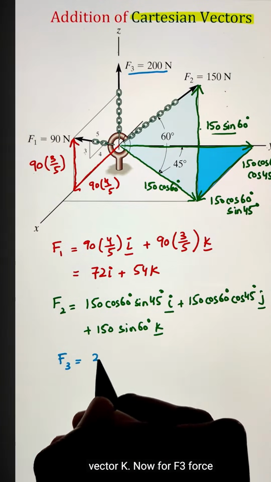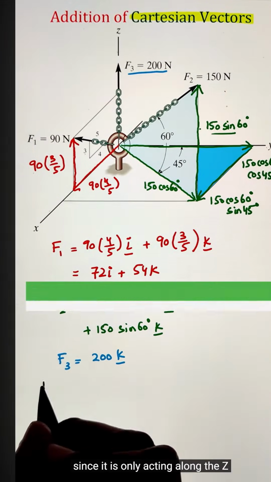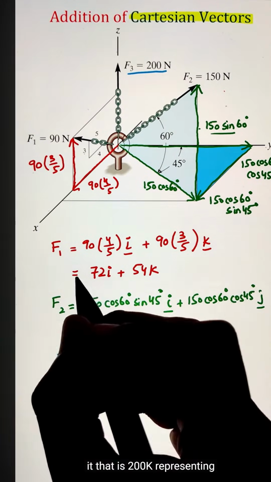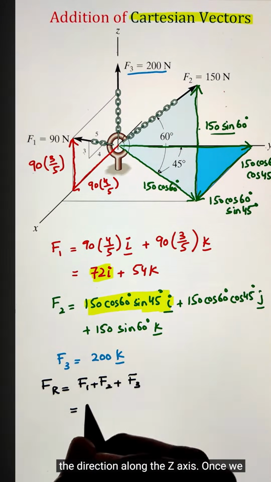Now for F3 force, since it is only acting along the z direction, we have just one component of it, that is 200k, representing the direction along the z-axis.